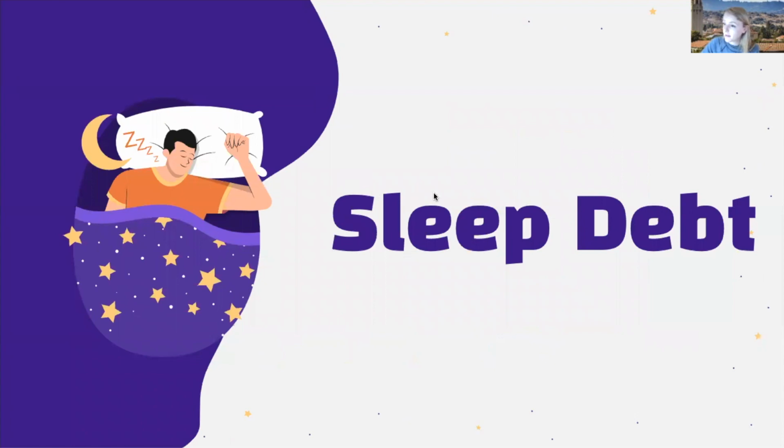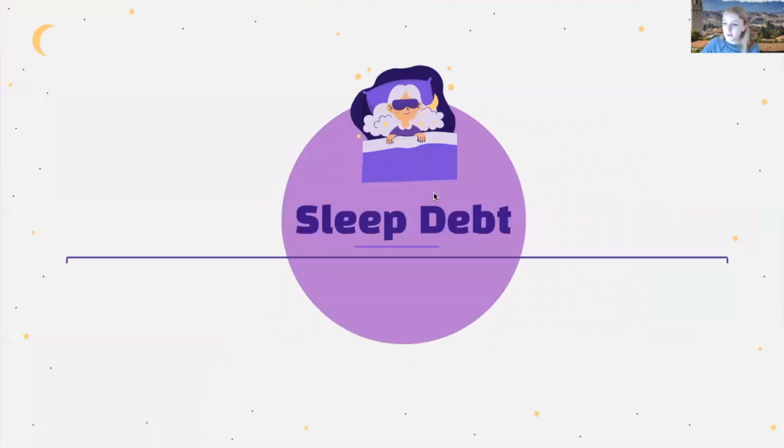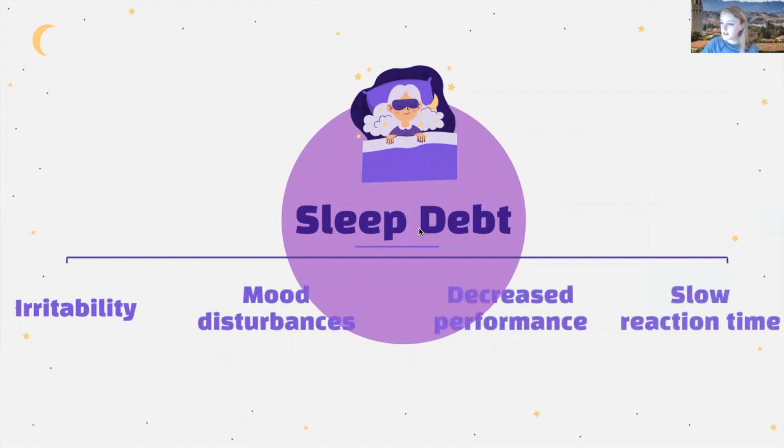Now I'm going to talk about sleep debt. Basically, when you do not sleep enough, there are some consequences. They include irritability, mood disturbances, decreased performance, and slow reaction time. And it's important to sleep because along with all these different problems, it can actually make it very dangerous to carry out a lot of daily living activities, like driving, because of the decreased performance and slowed reaction time. It can be very dangerous to drive when you have not had enough sleep.